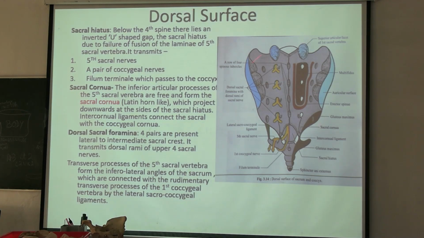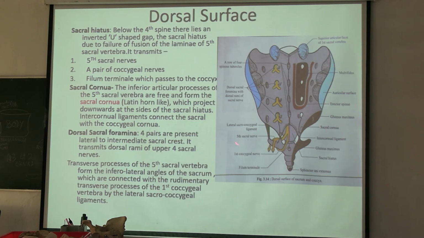So this is dorsal surface. Its relations and attachments are different. Next we go to sacral hiatus. These are important features. Structures passing through sacral hiatus are very frequently asked in your viva table. Structures passing through sacral hiatus and how the sacral hiatus is formed.